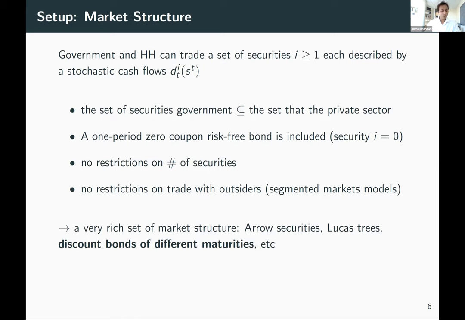Moreover, we don't restrict that the trades between the government and the agents have to add up to zero, which means the agents can trade with outsiders. In particular, these outsiders can include a variety of forms in which they trade with the private sector, including models of segmented markets, a couple of which I think we're going to see today. They also include standard market structures like Arrow securities or Lucas trees and bonds of different maturities. So everything is included here.